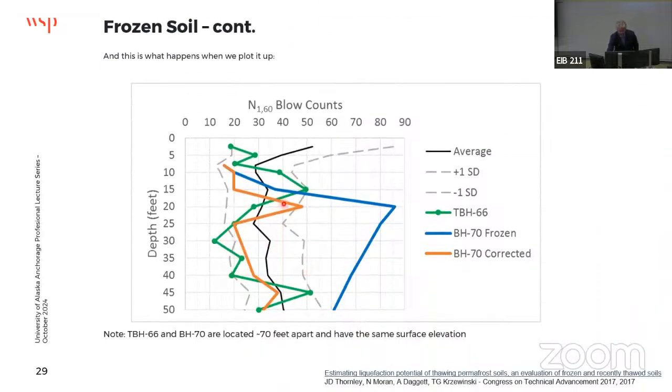All right, so if we have this boring here, this is BH70. And you can see that the blow counts are really high in the frozen case. Now, if I apply all that math back in the day, I can correct that frozen case to a thawed case. And what I find is that I actually have really loose soil that has a lot of ice, right?